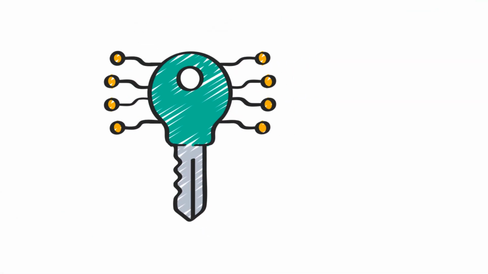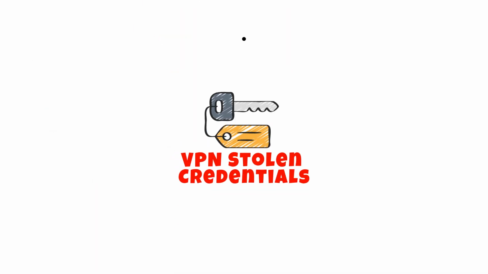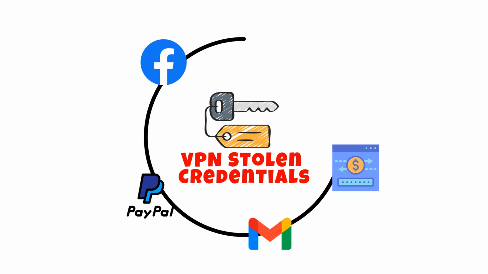Technique number 6 is credential stuffing. These attack methods use stolen username and password combinations from one service to attempt logins on other platforms, exploiting users who reuse passwords across multiple accounts.